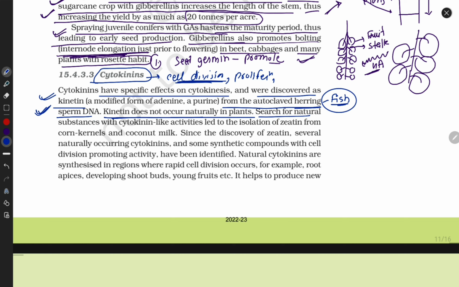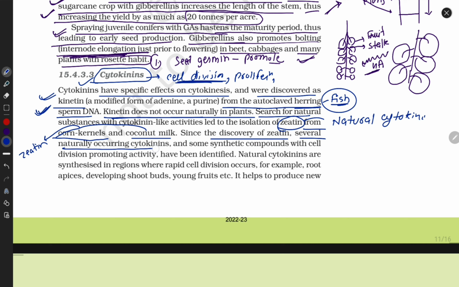So what is an example of a natural cytokinin? Zeatin. This is the natural cytokinin. Where did we find it? From corn kernels and coconut milk. Here zeatin is found. With the discovery of zeatin, several naturally occurring cytokinins and some synthetic compounds with cell division promoting activity were found. Cytokinin does cell division and cell proliferation, guys. Rapid cell division occurs, for example, in the root apex. Developing shoot buds divide and develop.